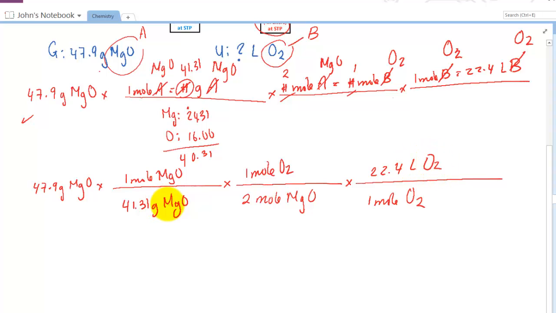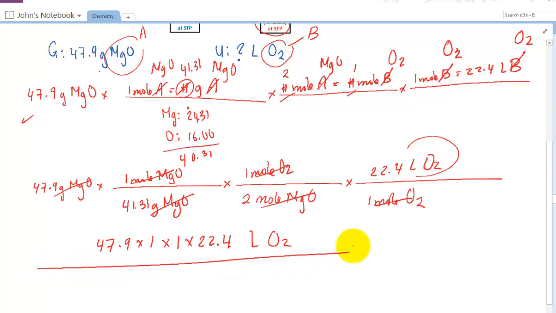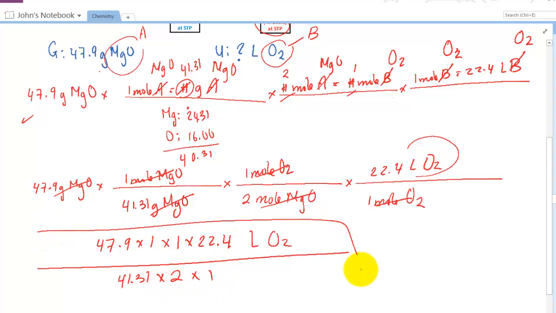We come back, and we cancel the chemicals and the units. Grams of magnesium oxide cancel out, moles of magnesium oxide cancel out, moles of oxygen cancel out, and that gives us all liters of oxygen that we are looking for. To plug this into your calculator, we just multiply everything on the top, 47.9 times 1 times 22.4, and the unit will be liters of oxygen. And then we divide everything on the bottom, which is 40.31 times 2 times 1. And this would be our final answer.